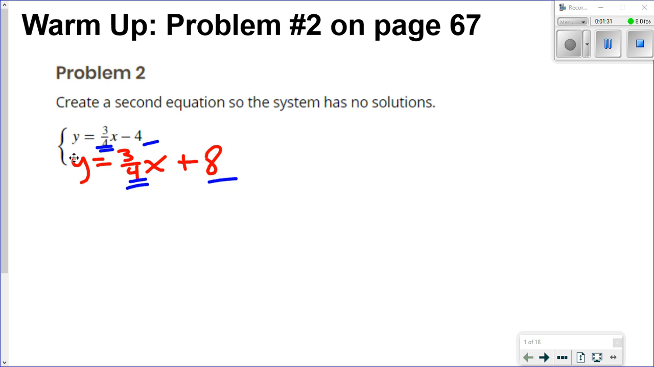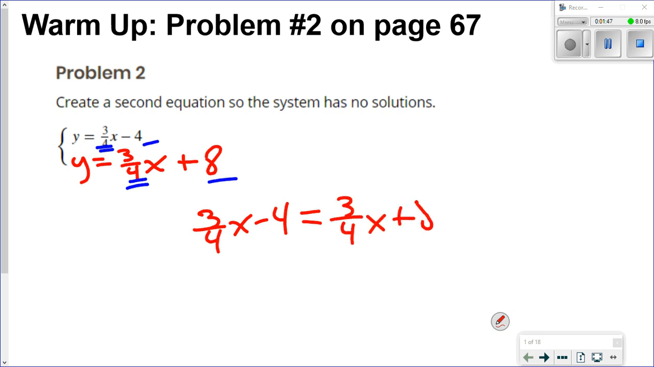We can then prove this algebraically. If we take what y equals in the top equation, which is 3/4 x minus 4, and set it equal to what y equals in the bottom equation, which is 3/4 x plus 8, and attempt to solve for x, watch and see what happens. If I want to combine terms with x's, I would go ahead and subtract 3/4 x from both sides.